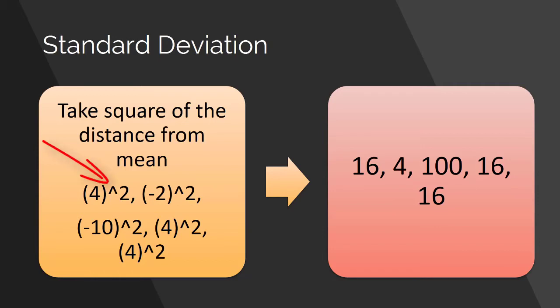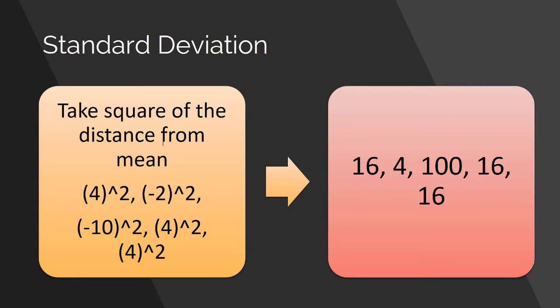So I am talking about this sign here. Now the square of these: 4 square is 16, minus 2 square is plus 4, minus 10 square is plus 100, 4 square is 16 and 4 square is 16. So these are the numbers which I get as a square of the distance from the mean. Now if I take the average of that, let's do that on the next slide.